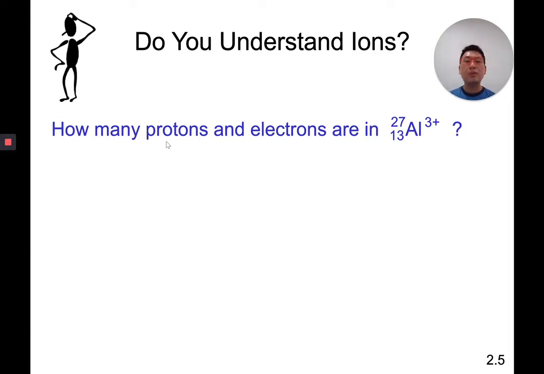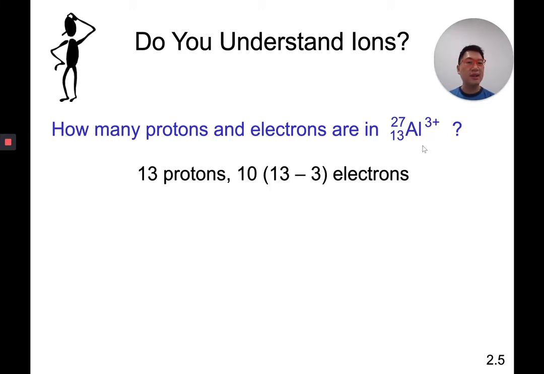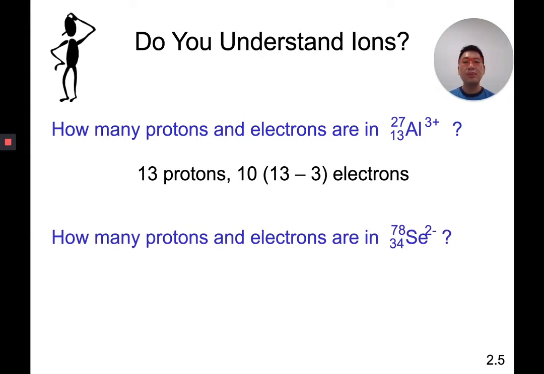Before we said number of electrons equals protons. That's if it's neutral. This one is not neutral. This is 3 plus, meaning it lost 3 electrons. If it normally has 13, but it lost 3 electrons, it will have 10 electrons left. It doesn't ask, but how many neutrons are there? 27 minus 13, 14 neutrons. Okay.